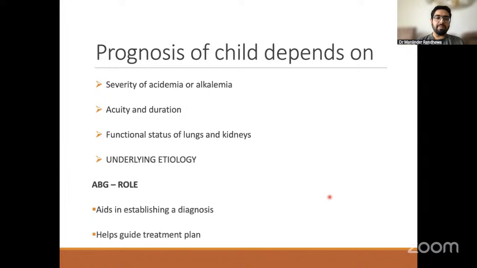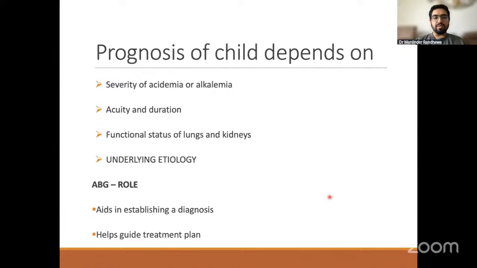On the other hand, in a patient who has had sudden fluid losses due to acute gastroenteritis, and the pH has dropped from 7.4 to 7.2 within a few hours, you will see that the acidosis at the same level causes more physiological or pathological derangement. And of course, the duration. If the acidosis remains for a longer duration of time, the derangement will be more.